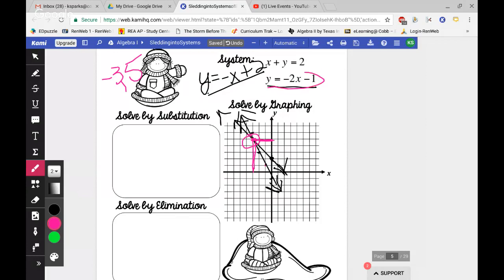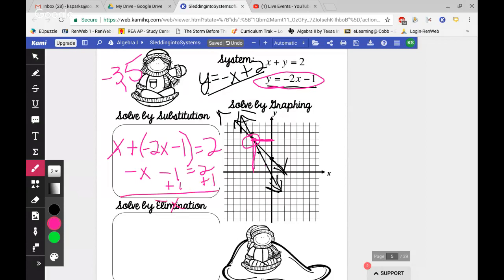So this is what y equals. So I'm going to plug that in. So I've got x plus -2x minus 1 equals 2. So x plus a -2x is what? -x. Well, this is x, so that's a positive x plus a -2x. Yes, ma'am. -x minus 1 equals 2. So I'm going to add 1 to both sides.